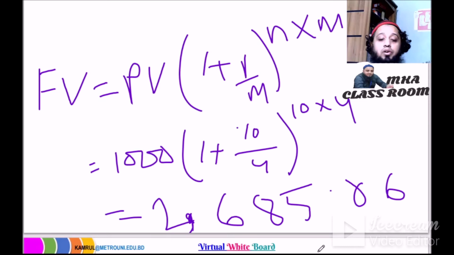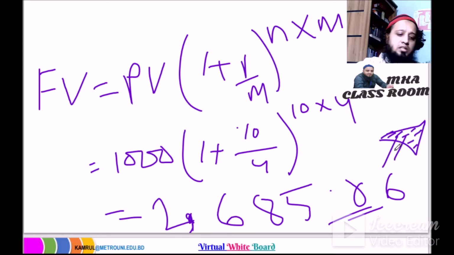So, that is all our answer. Whenever banks provide interest quarterly, then the amount should be greater. So, you have to remember that more compounding in a year generates more amount.